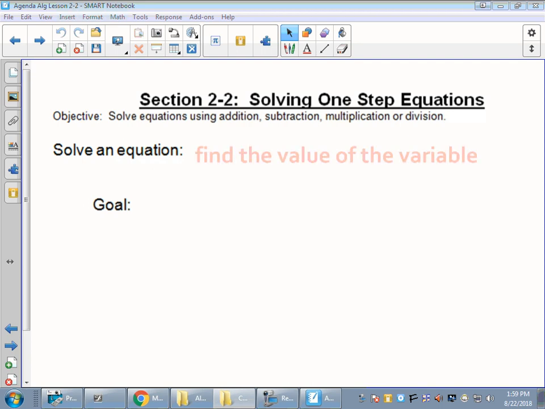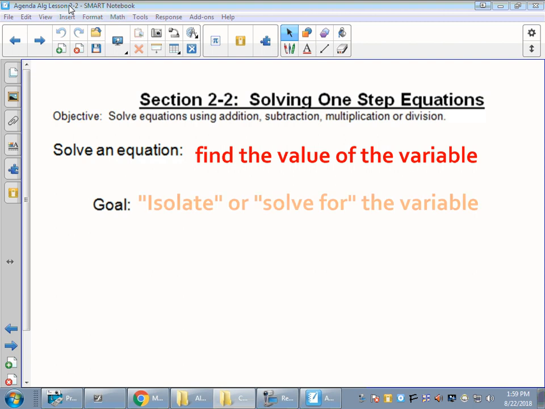But remember, when we want to solve an equation, we're finding the value of the variable. That's what we want to do. Get an answer, find the value. And our goal here, we use these terms a lot: isolate the variable or solve for the variable. They're interchangeable. So we get an answer.